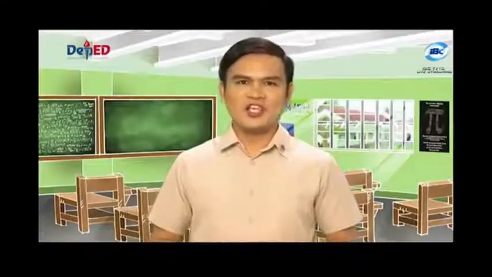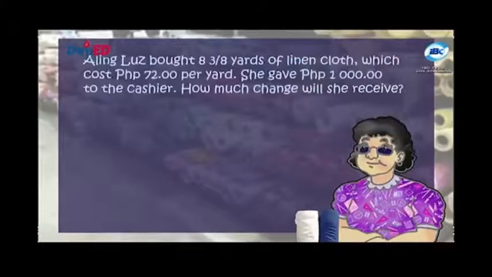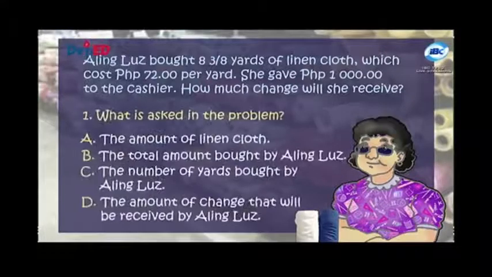Alright, let us check your answer. Aling Luz bought 8 3/8 yards of linen cloth, which cost 72 pesos per yard. She gave 1,000 pesos to the cashier. How much change will she receive? What is asked in the problem? The correct answer is letter D. The amount of change that will be received by Aling Luz.